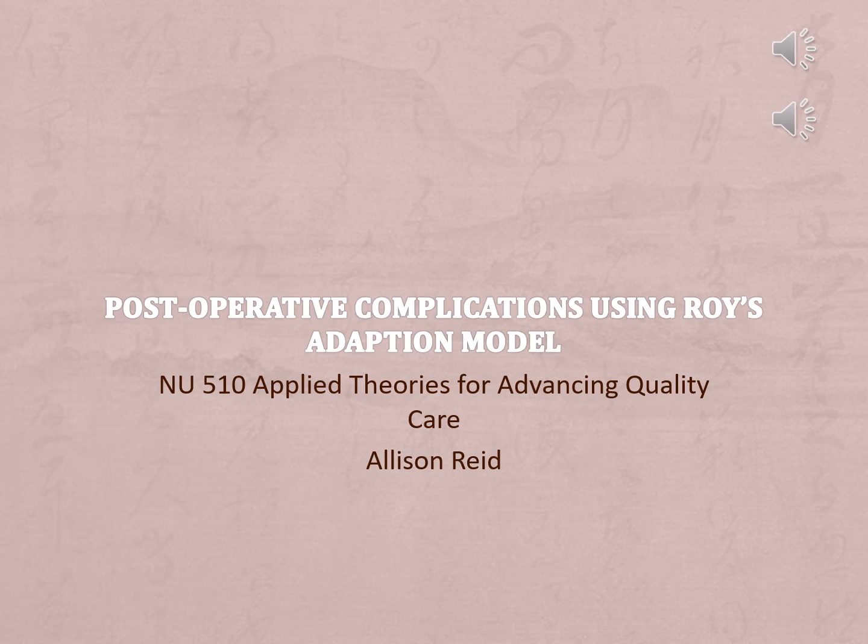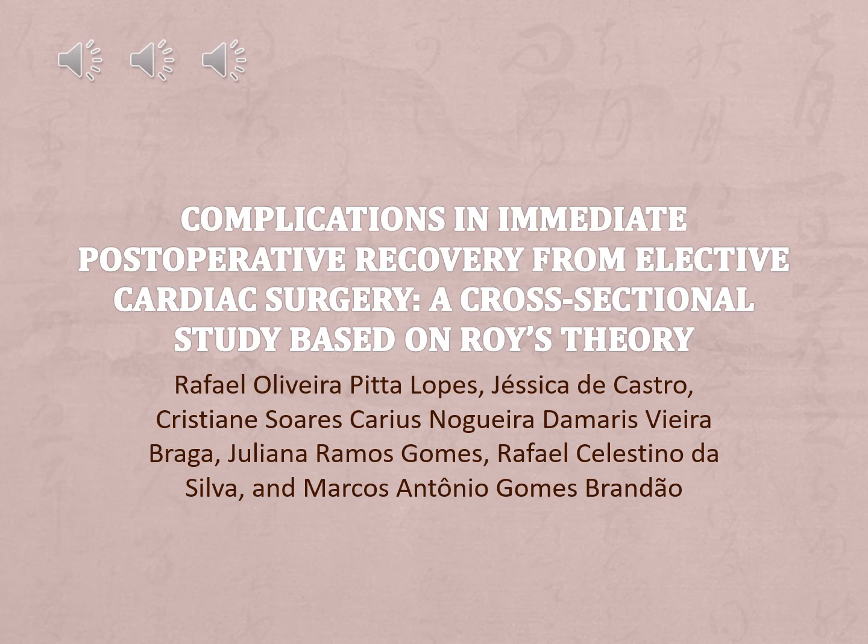patients. So the article I chose for my final paper was Complications in Immediate Postoperative Recovery from Elective Cardiac Surgery, a cross-sectional study based on Roy's theory. Within this article, they were using the Roy adaptation model, which really talks about how the body adapts to internal and external stimuli, which I'll go into in a little bit, and then talking about different subsystems that Roy's method uses, and I'll talk later in my presentation about that.